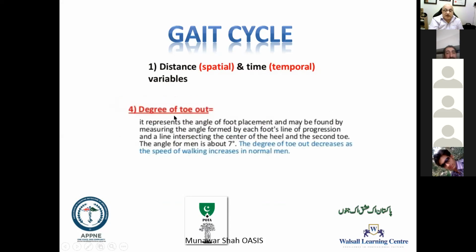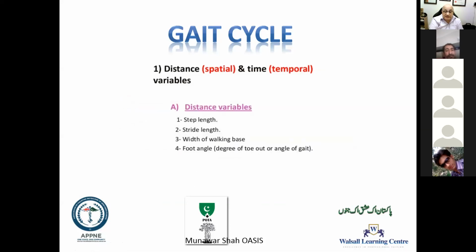Okay, and then the degree of toe out. Remember when we said that certain diseases and disorders related to the brain, they cannot walk in a straight line. The normal angle for most people is about 7 degrees when they're walking in a straight line. And the faster you walk, the less out-toeing you have. So these are the 4 things in the definition that you need to understand when we're talking about distance: the step length, the stride length, the width, and the foot angle. Not you, Satish, but can somebody else please tell me what is a step length?